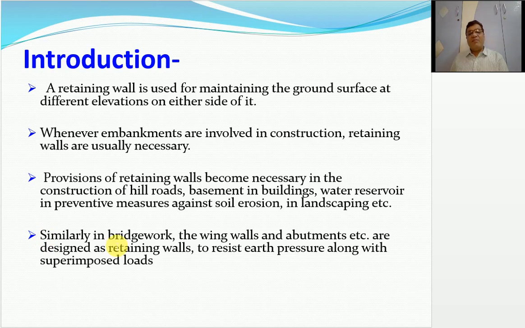Similarly, in bridge work, there are the wing walls and the abutments. Abutment means the last pier of the bridge, and on both sides of the abutment, whatever walls are provided are called wing walls. Obviously the wing walls are subjected to lateral pressure, but along with this lateral pressure, the abutments also support the bridge. That means gravity load along with lateral force, for which we have to design these wing walls and abutments.